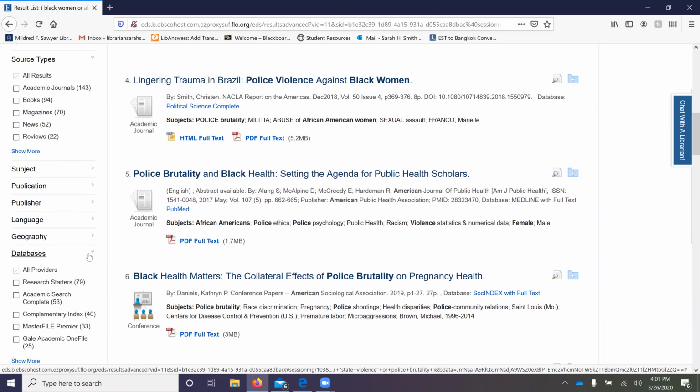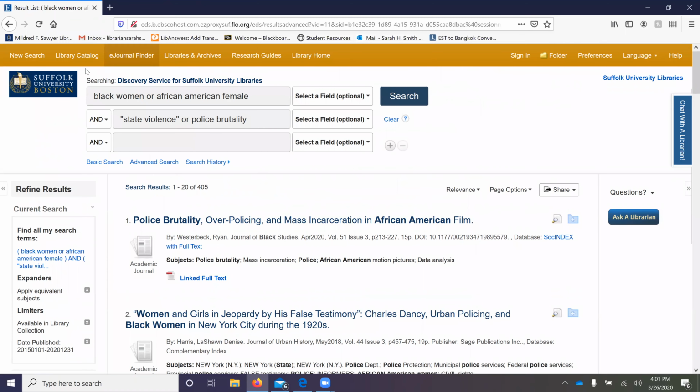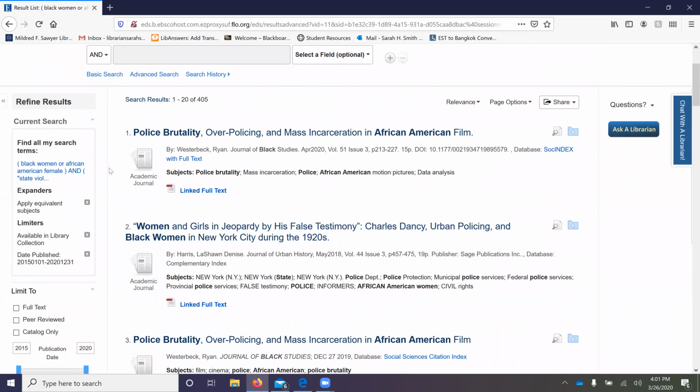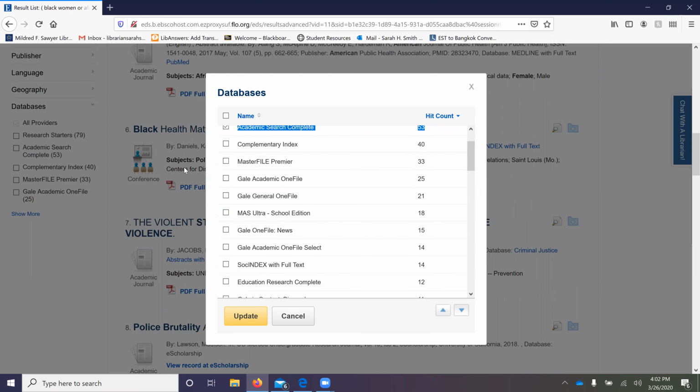Another way you can limit is by database. I recommend you look at the database tab every time you do a search in the OneSearch, even if you don't plan on limiting by database, because it can show you where most of your sources came from. So Academic Search Complete seems to be what we've been getting a lot of information from. This is a general database that provides a lot of information on a wide variety of subjects. It's a good place to start your research, and it would look exactly like what I am showing you in the OneSearch.